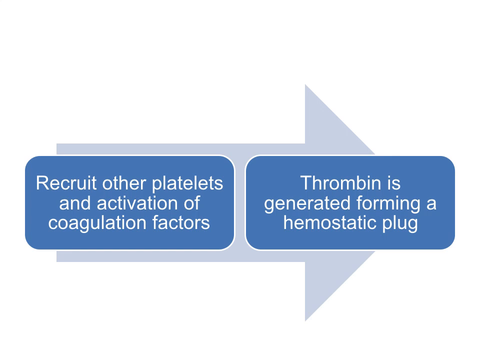And then at the same time, there's going to be activation of coagulation factors in the pathway. And the end point of the coagulation pathway is thrombin formation that will now be a factor in the formation of fibrin, which will be part of the secondary hemostasis, forming a more stable hemostatic plug.